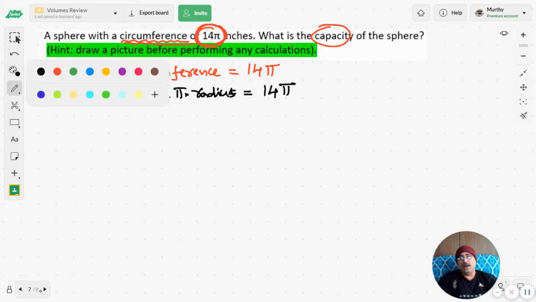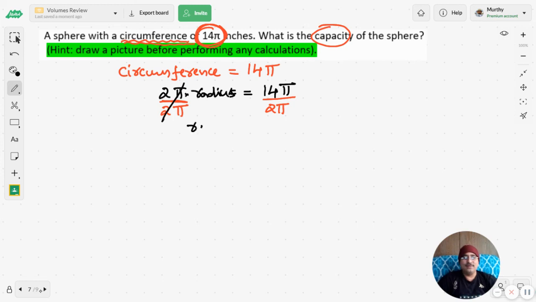Now, to isolate the radius, you know that 2 pi is multiplying, so divide by 2 pi on both sides. So 2 pi gets cancelled here. Then radius equals pi over pi cancelled, 14 over 2, that gives me 7 units. So here, 7 inches. Now the question is, what is the capacity?